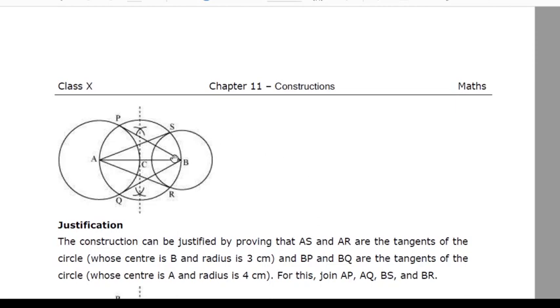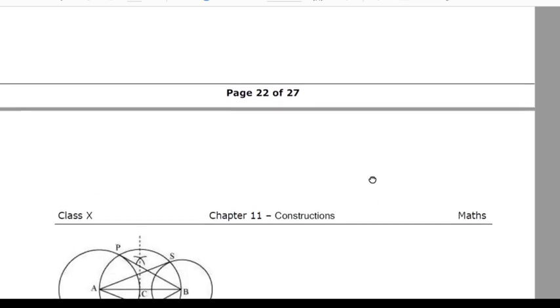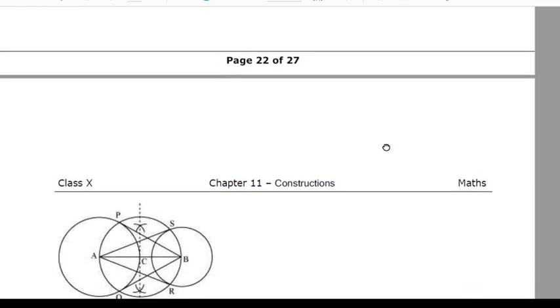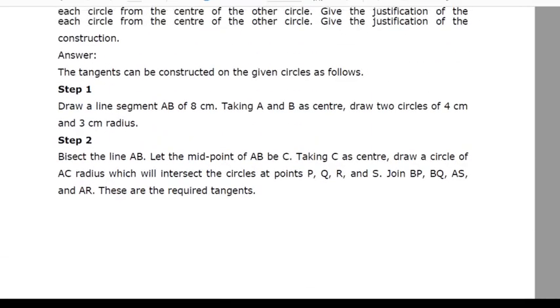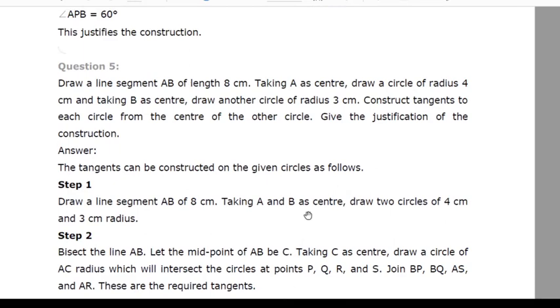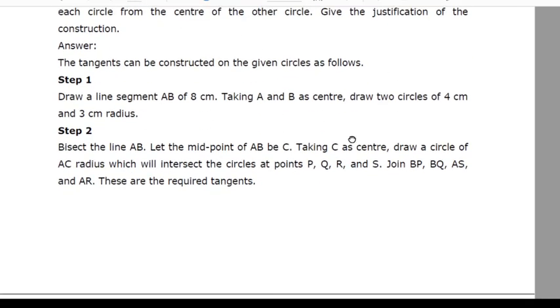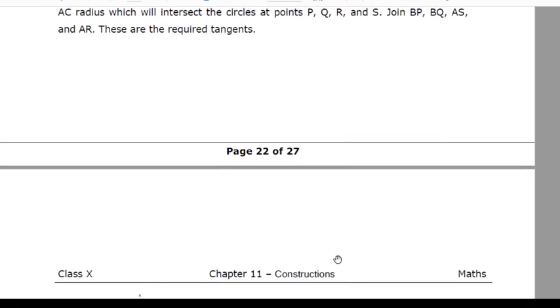See what you will do here. First, draw this circle and this circle whose radii are 3 centimeter and 4 centimeter. Now after that, we have to draw tangents to each circle from the center of the other.